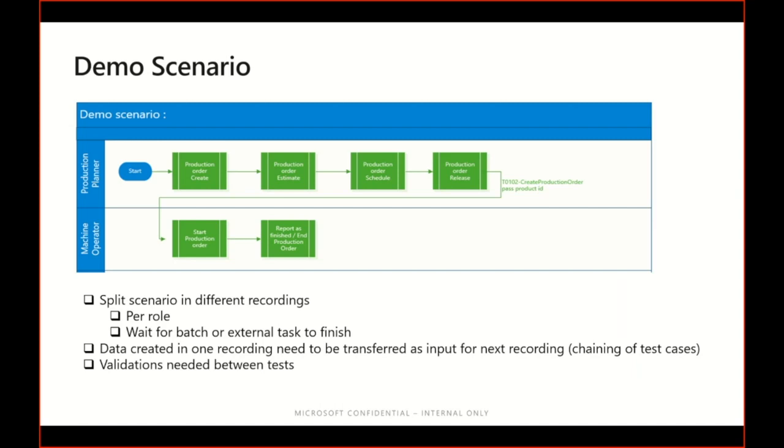Also important here, because I have now split my scenario into two task recordings, I will need a possibility for passing information from my first recording to my second recording. In this simple example, each time I'm creating a new production order, my number sequence will generate a new number, and that new number I need to pass to the second recording so that my machine operator can do a filter on that newly created production order, so that he starts the right order, and also that he then does the report as finished on the right order.